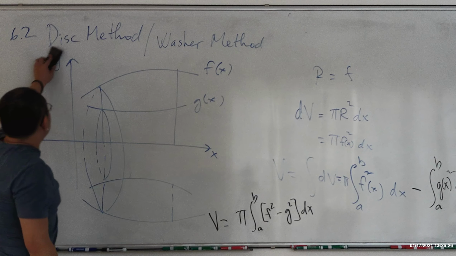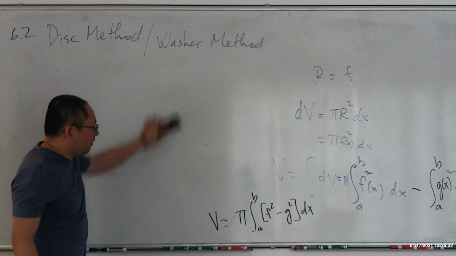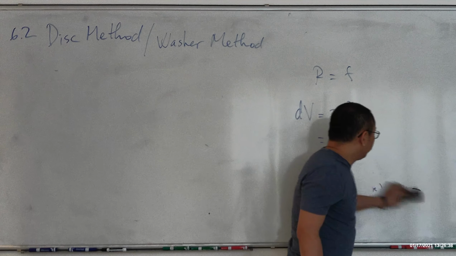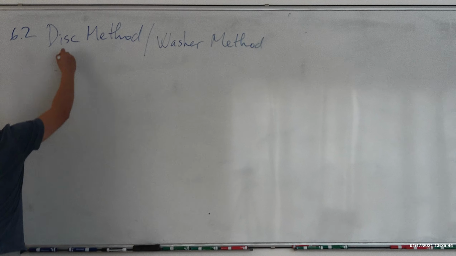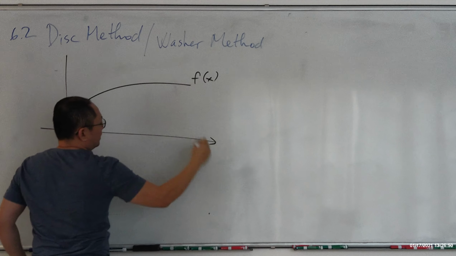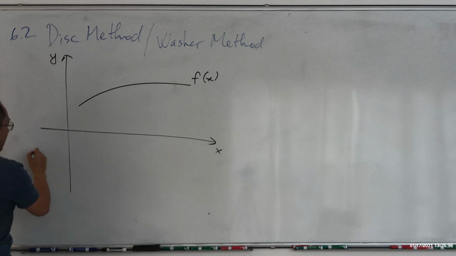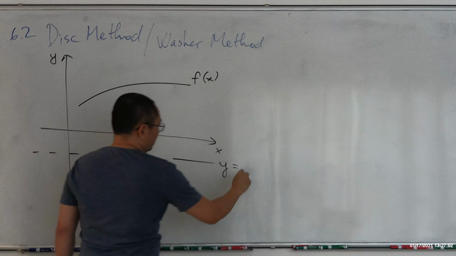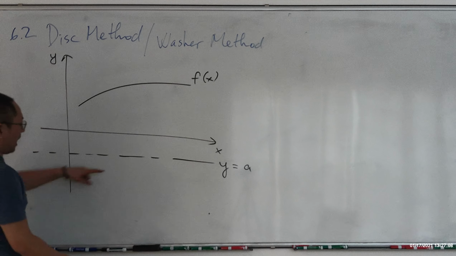Now let's talk about a more general case. What if I don't want to rotate about the x-axis? What if I just want to rotate around a random horizontal line? Draw one more time. This is my function f of x. X-axis right here, y-axis right here. What if this time I don't want to rotate about the x-axis? Instead, I want to rotate about this line right here. Say y equal to a, whatever it is. So I am rotating about this line.